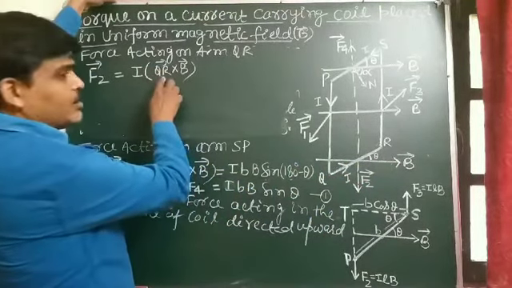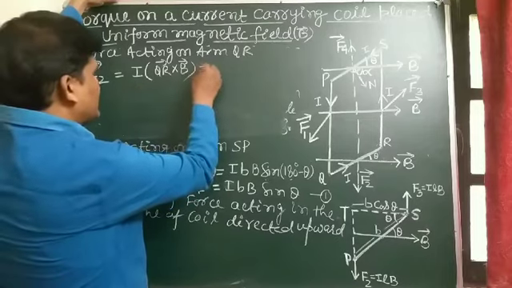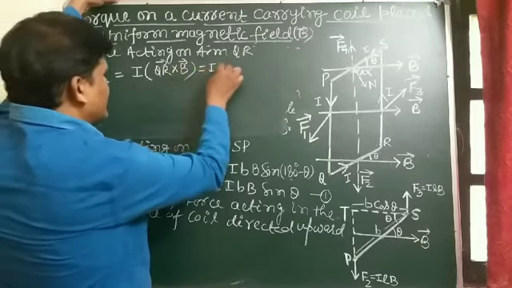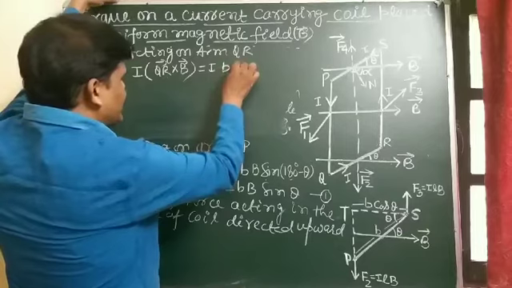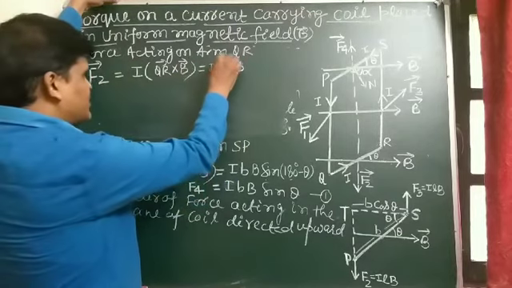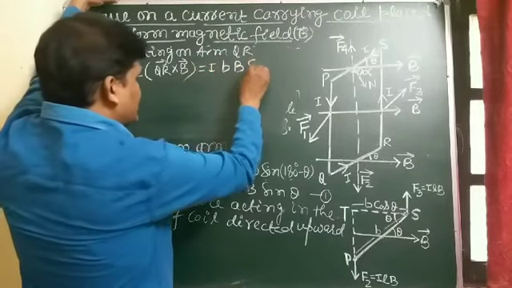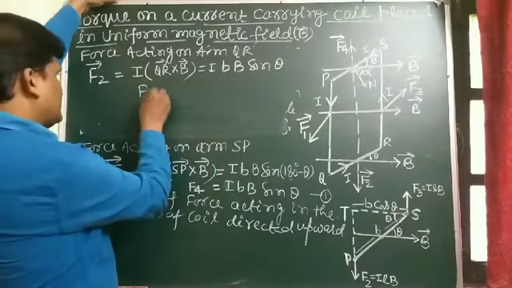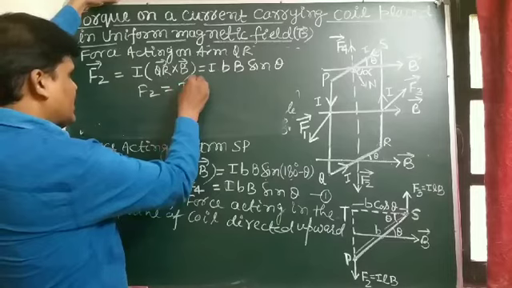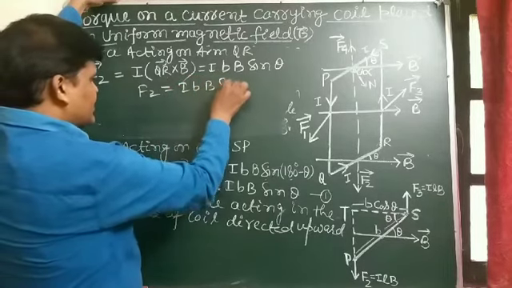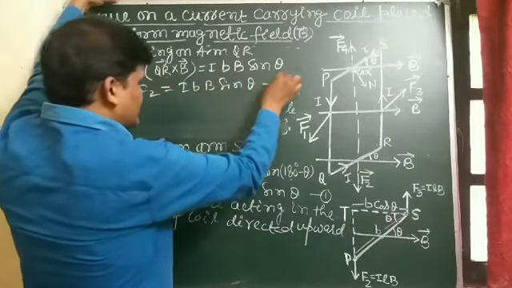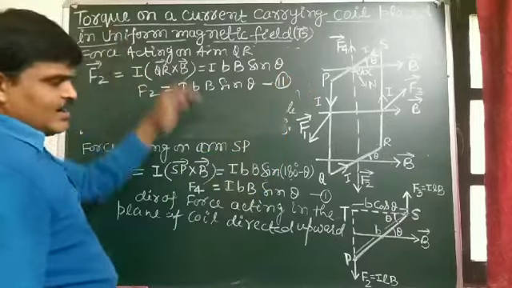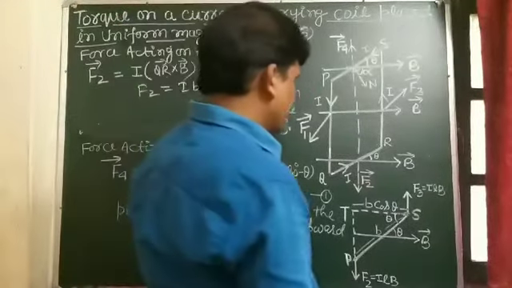Theta, and cross product, so it can be written as I B QR, that is what? Small b, and angle between them is what? Sin theta. So magnitude in terms of this force is B sin theta, and this is equation 2. And direction of this force, student, see clearly.